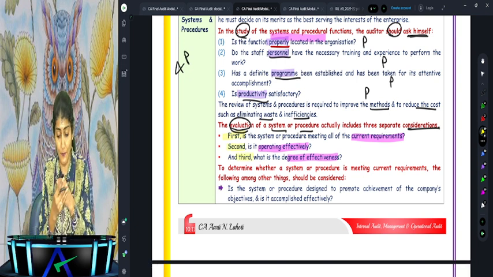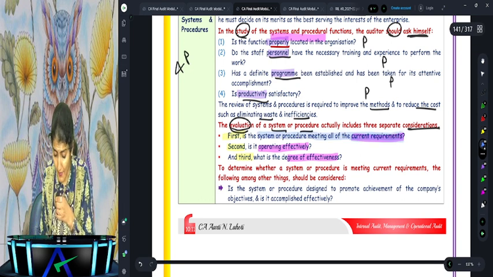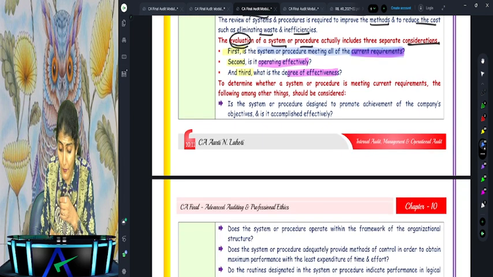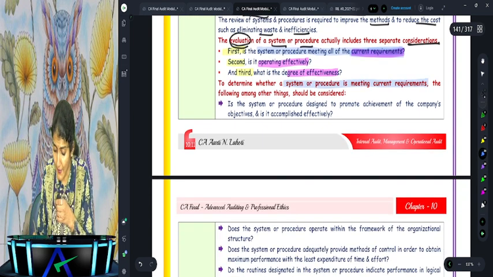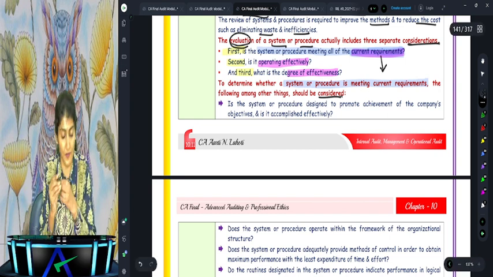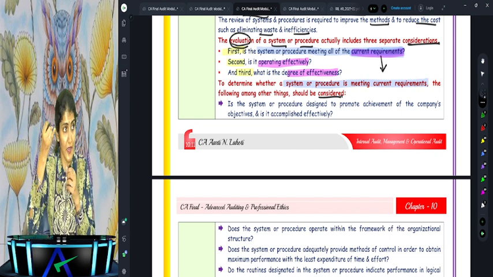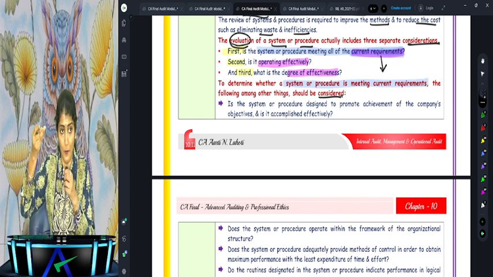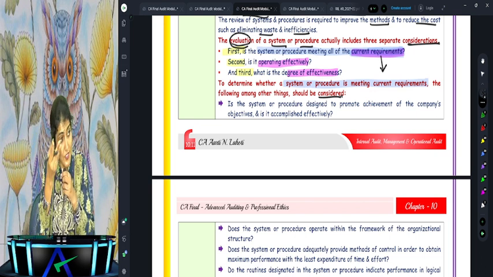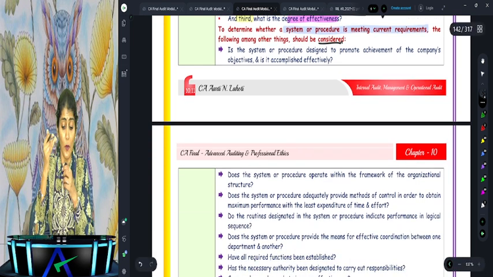What is the first one? Is the system or procedure meeting the current requirement? Now for that we have a question. To determine whether a system or procedure is meeting the current requirement, the following among other things should be considered. Now, what does it say? In checking whether it is meeting the current requirement, you should consider the following among other things.